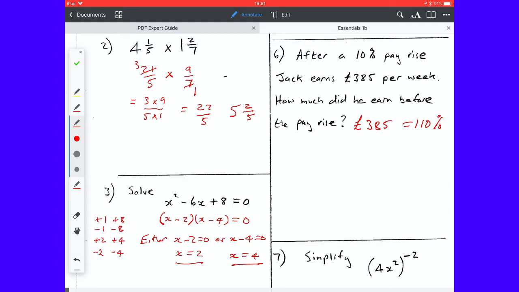Now we want to get to 100%, so if we divide by 11, we'll get down to 10%, because there are 11 lots of 10% in 110%, and then we multiply by 10 to get back to 100%. So I want 385 divided by 11. 11 goes into 38 3 times, 5 left over. 11 goes into 55 exactly 5 times. So £35 is 10%, which means multiplying that by 10, £350 is 100%, and that's what we've been asked to find.